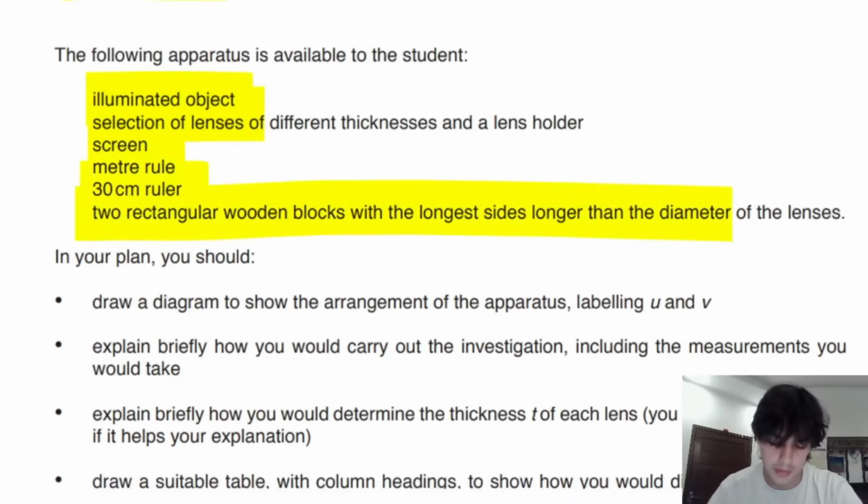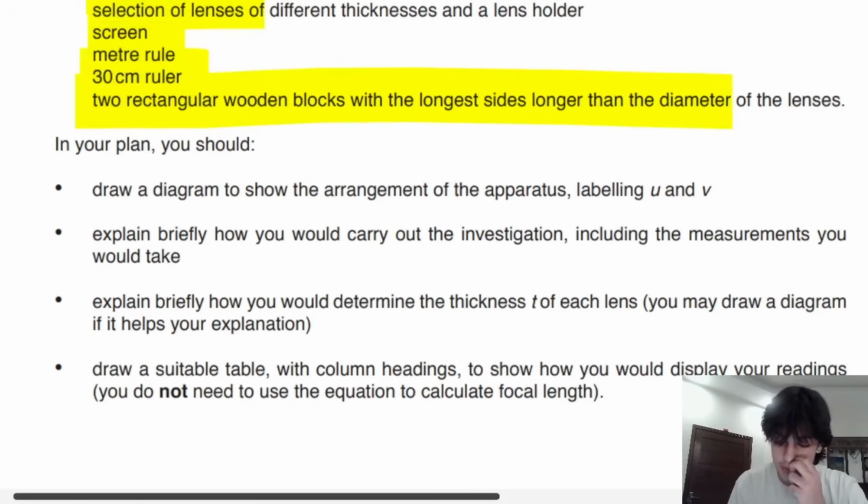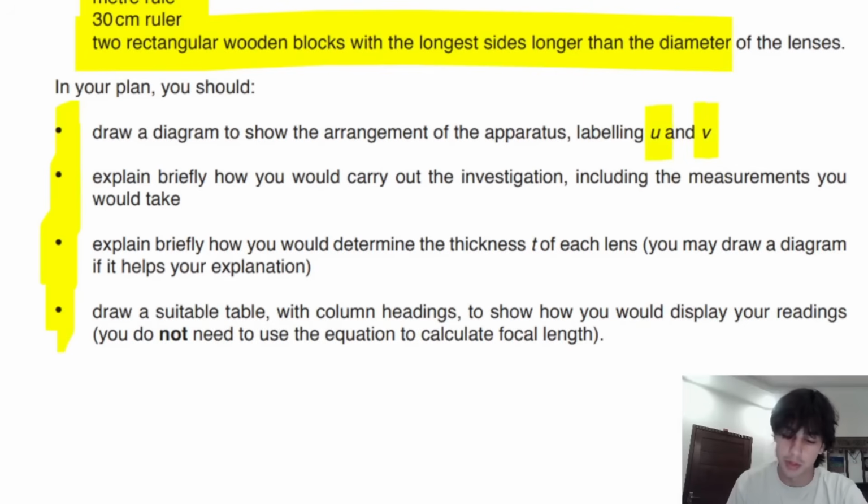I'm going to show you guys how we can do this, okay? In your plan, draw a diagram to show the arrangement of the apparatus, labeling U and V. We've got to show how we can do it. So basically the methodology, and we need to explain how we can determine the thickness, and a table.